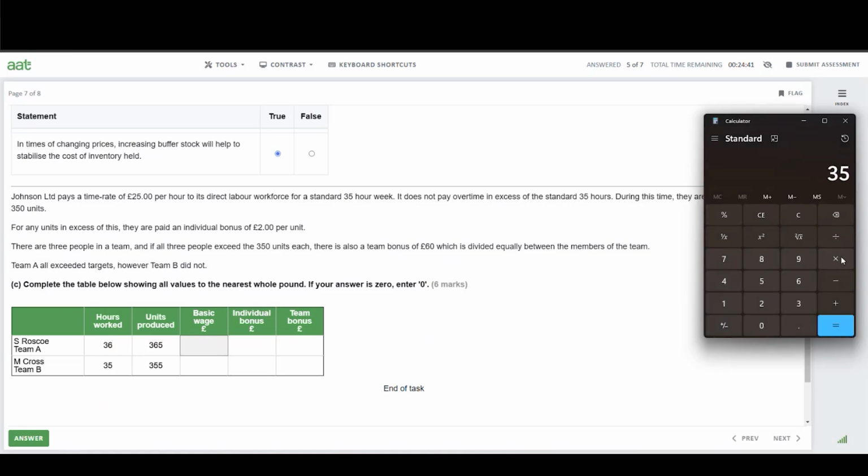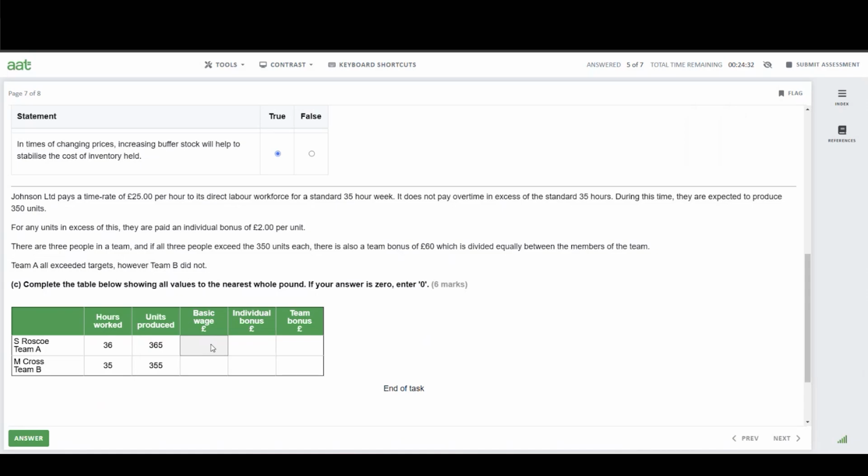So 35 hours times £25 per hour gives us a basic wage of £875. Whole numbers here, we don't need to put 2 decimal places.